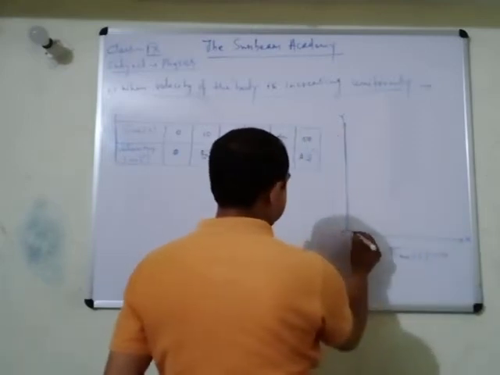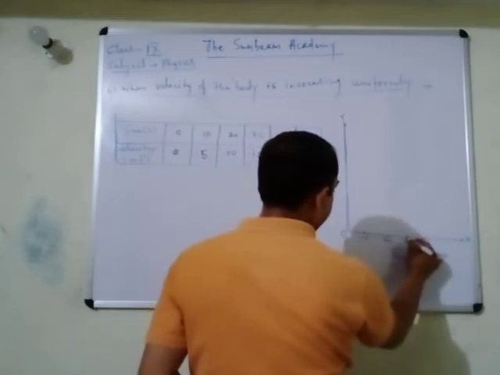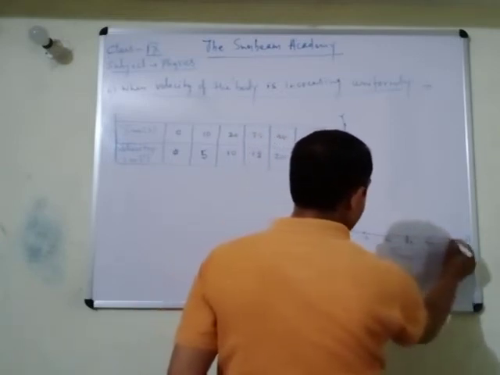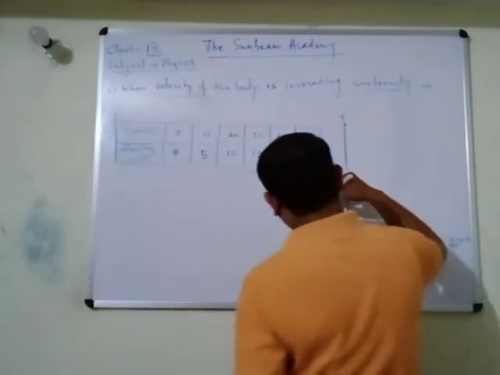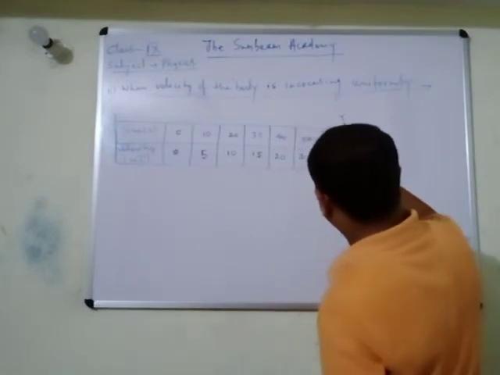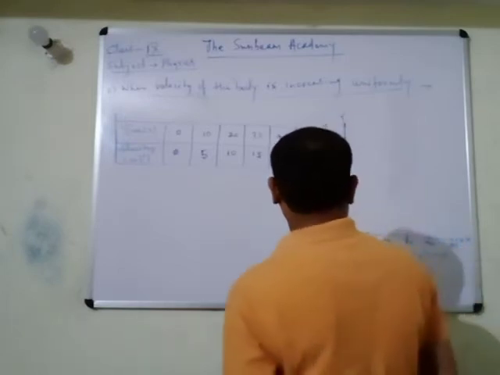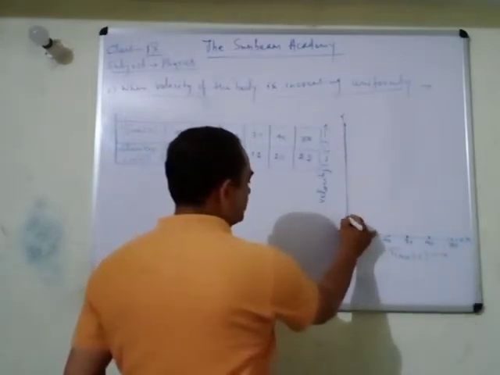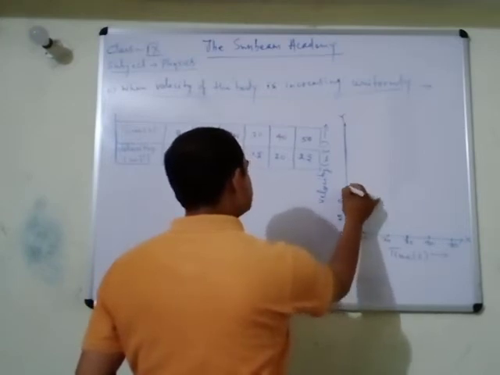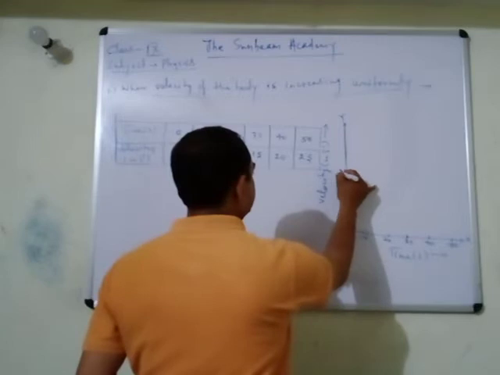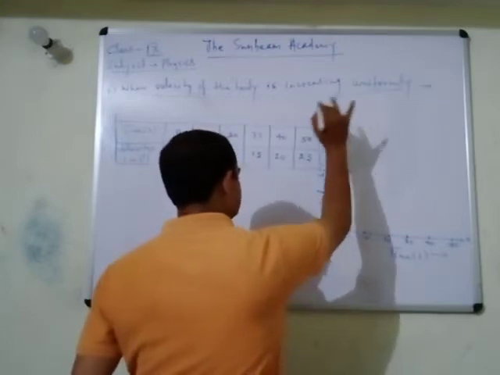It is 0, 10, 20, 30, then 40, and last is 50. We have to represent the velocity along the y-axis. Here we are representing the velocity, and velocity we are representing in meter per second. Here velocity is 5, 10, 15, 20, 25 and 30 and so on.